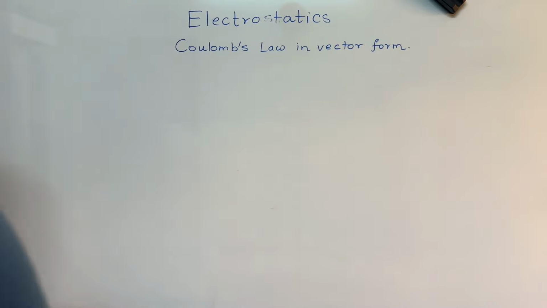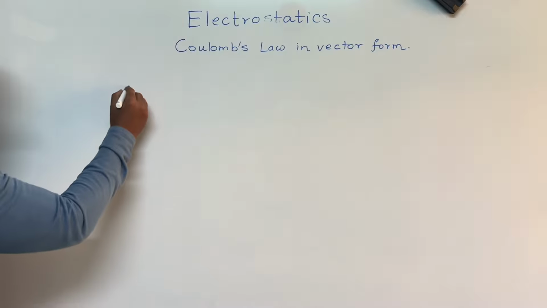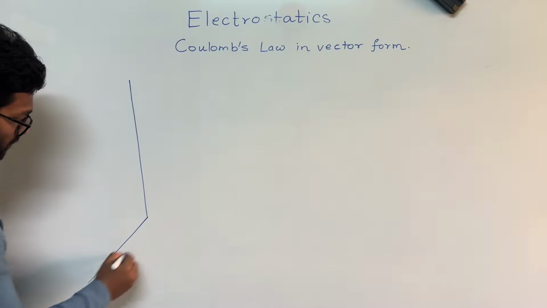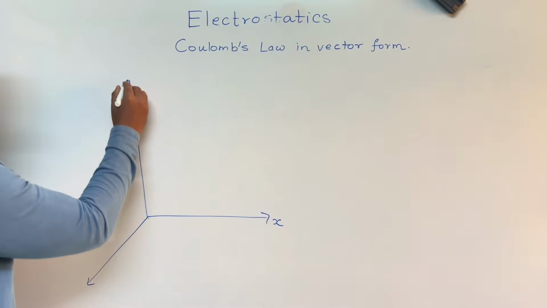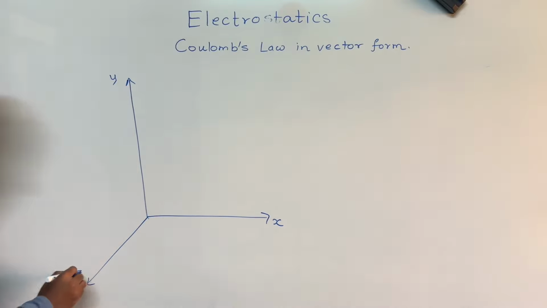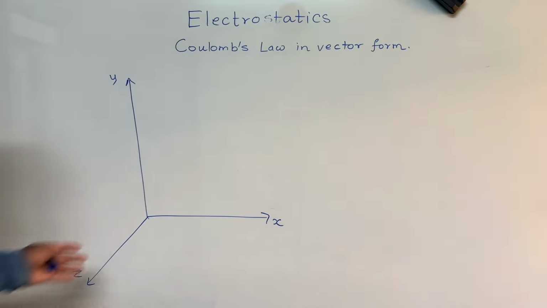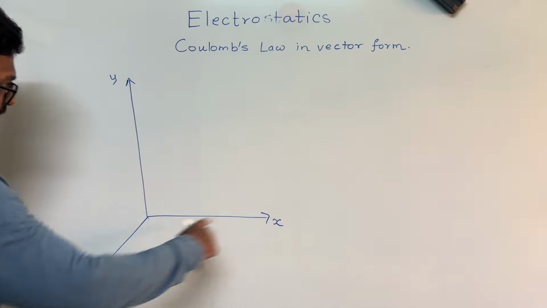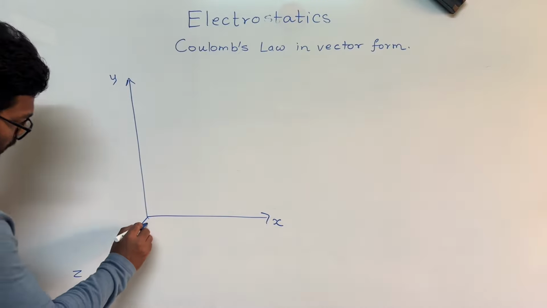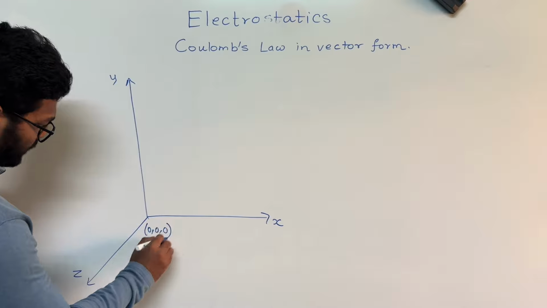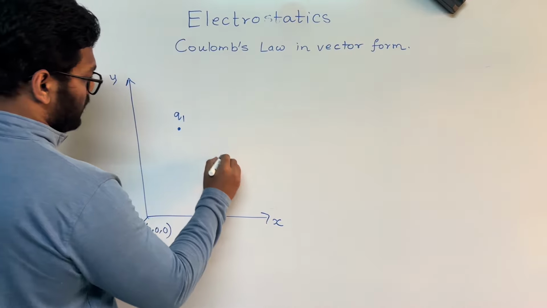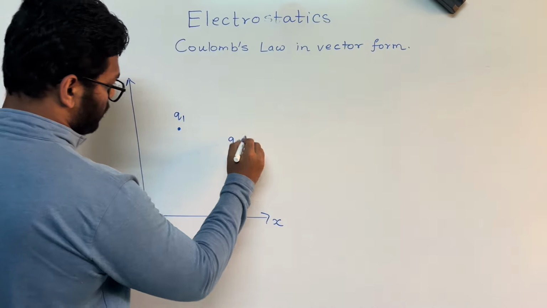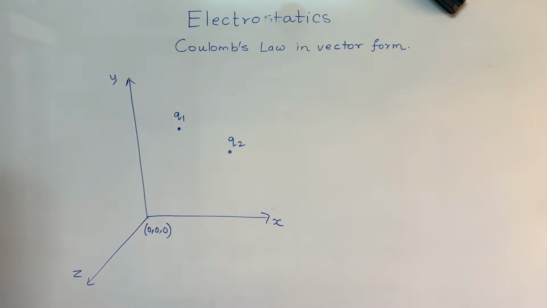So let's look. Let's say I have a reference frame. This is the x-axis, this is the y-axis, this is the z-axis. The z-axis is coming out of the plane, not going into it. This is x, this is y, and this is the origin where my observer is sitting. I am observing two charges: let's say here there is a charge Q1 and here there is a charge Q2.